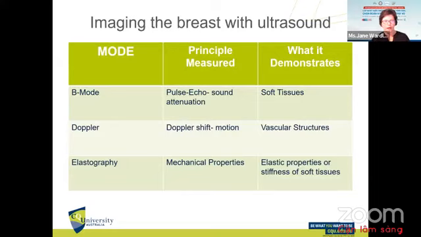So imaging the breast with ultrasound, traditionally we've always used B-mode ultrasound and Doppler, of course, to have a look at the vascular structures. And in more recent times, we've been using elastography as well to give that extra feature to the tissues. I won't go into the B-mode and Doppler too much. I'm sure you understand the physics and how it works.